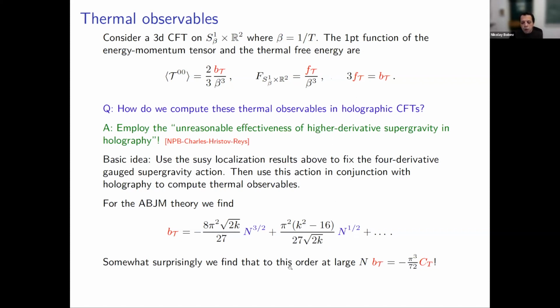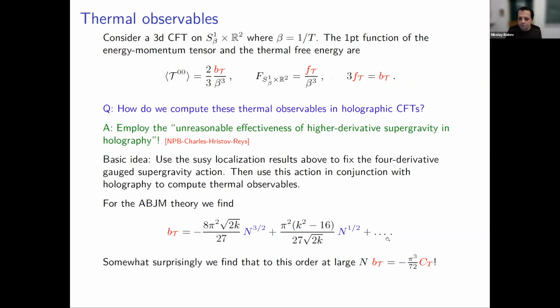And well, we find a somewhat surprising thing, maybe. To me, it was surprising that this BT, which is this one-point function, is really proportional to the 2-point function of the energy momentum tensor in the conformal vacuum. So there's no reason for this to be true. It's certainly not true for the O(N) model or the Ising model. And it seems to be true at least to this order at large N in this ABJM theory.